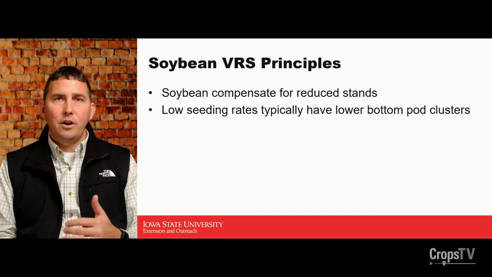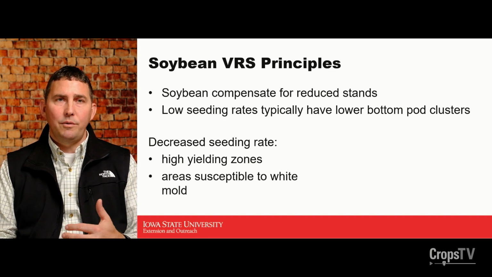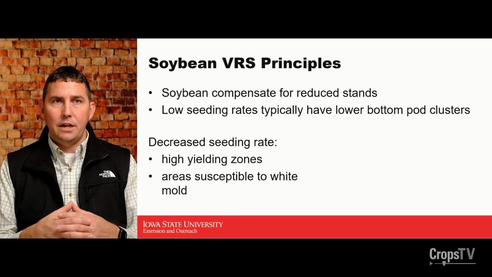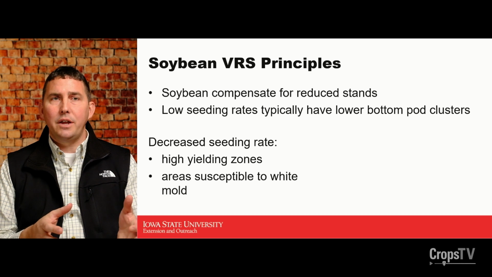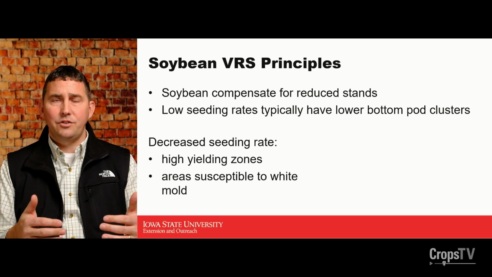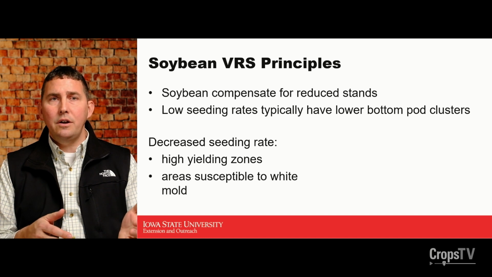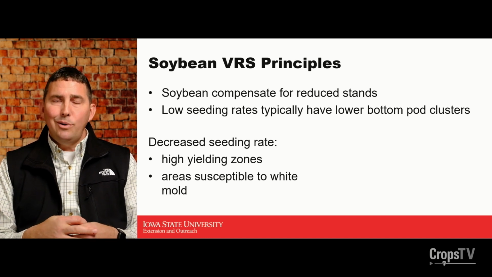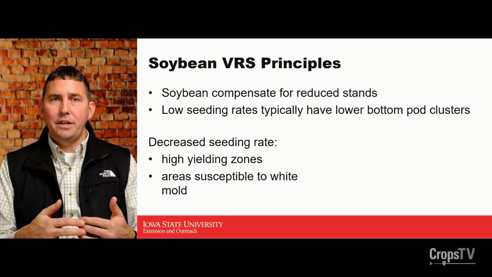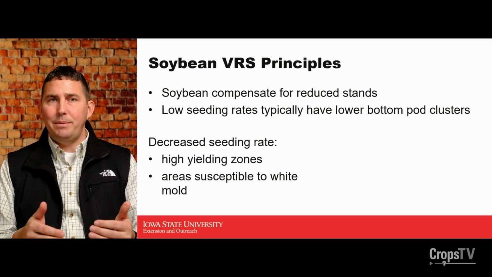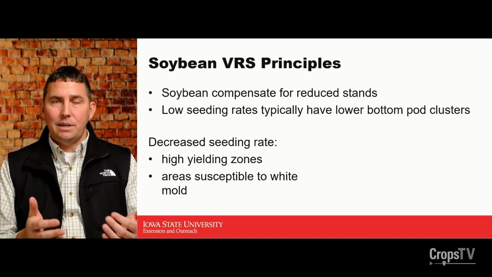So when we think about variable rate seeding principles and what that really means as we move forward with seeding, we can group things together. We know that higher yielding zones, higher yielding fields or within-field areas, we can drop the seeding rates because those areas are able to maintain yield potential at a lower seeding rate. As I alluded to earlier, if we have areas that are susceptible to white mold, we may want to decrease that seeding rate, open up the canopy a little bit, get more airflow in there, so that we can maybe help with that white mold susceptibility.